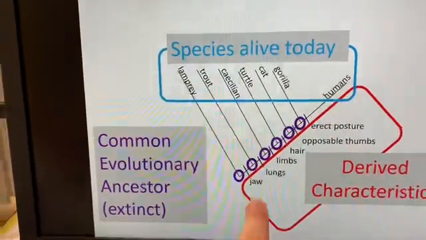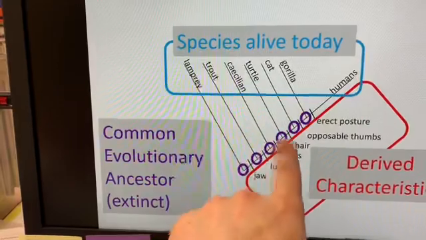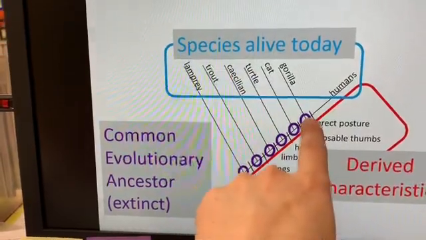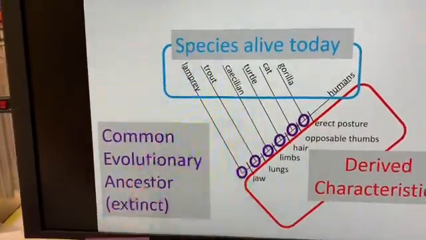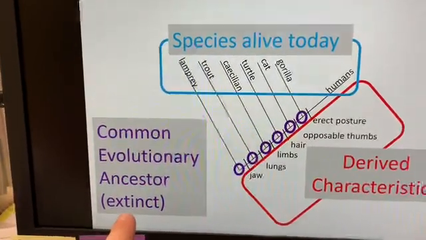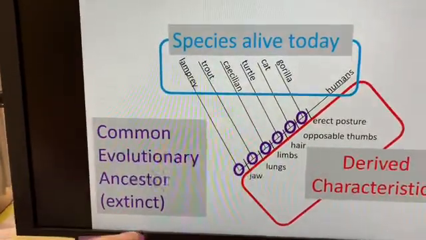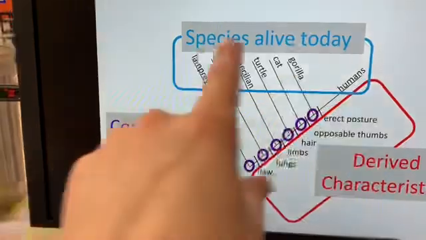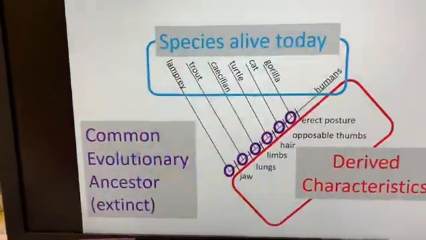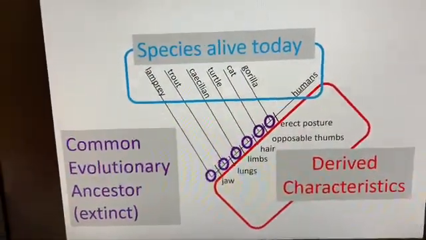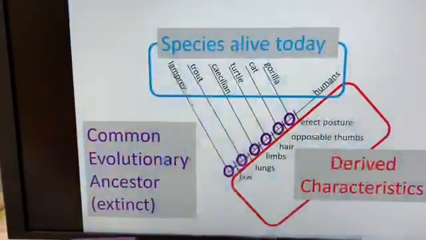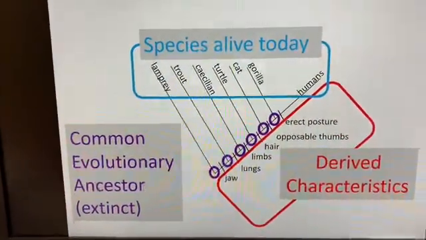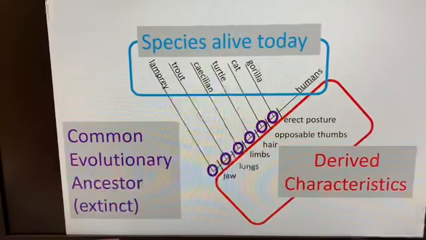So again, with color, I want you to circle or highlight each one of those intersections, those forks. And right over here, the same color, write common evolutionary ancestor. Up at the top, circle all of those with a different color and write species that are alive today. So this should look similar to that. And that is a cladogram.